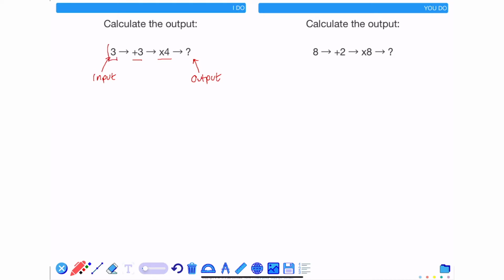So, with an input value of 3 and adding 3, we get 6. Then taking 6 and timesing it by 4, we get 24. And this is my output value.